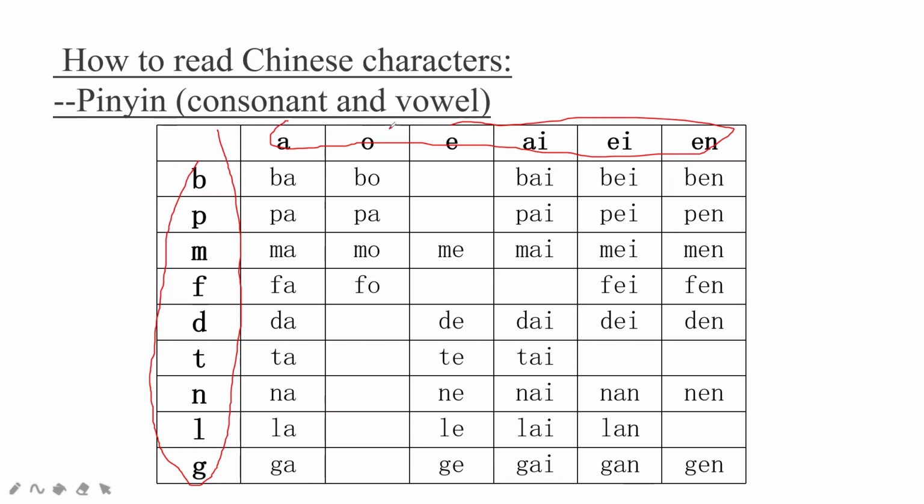So the consonant and vowel together, for example, this word b, a, ba. And the next one, bo or po. This is pai, this is pei, and this is pen. Then some more, let's take a look at L. This one is l. So this is la, le, lai, lan. Okay, so basically this is how we form the Chinese pinyin.